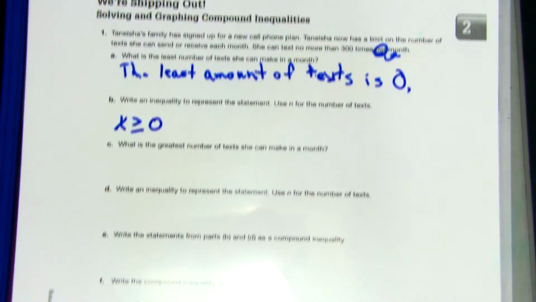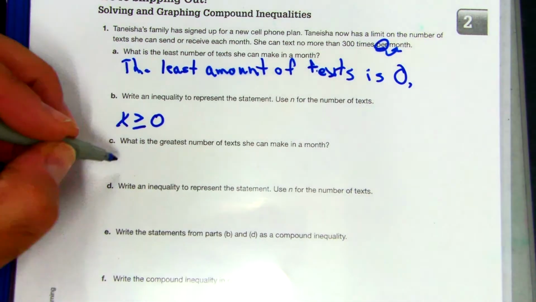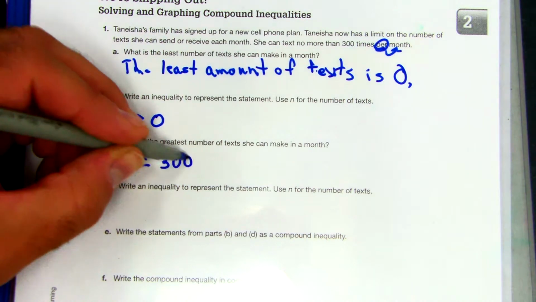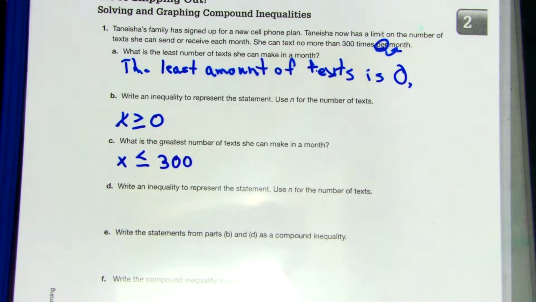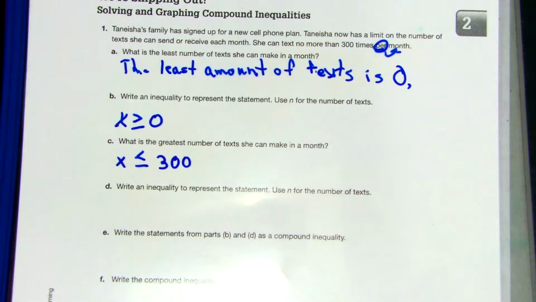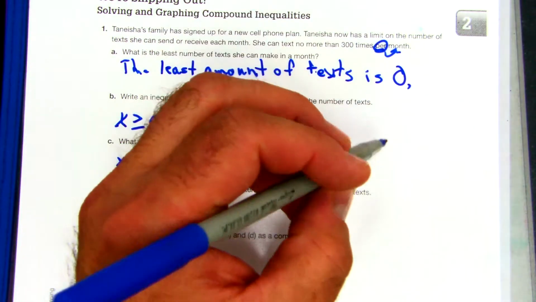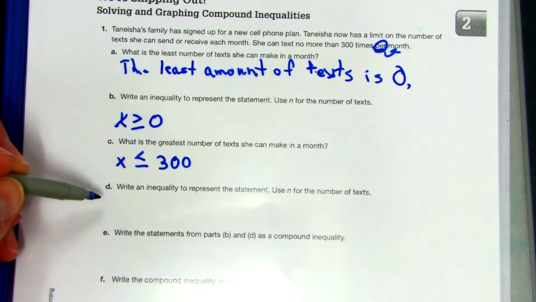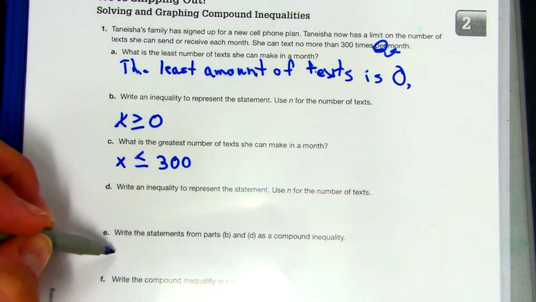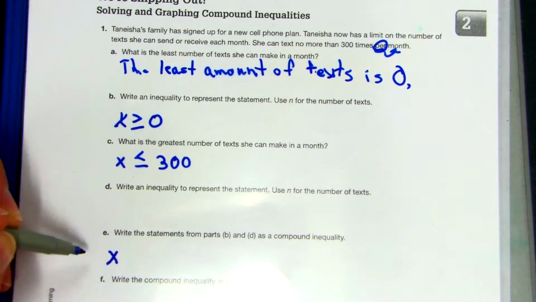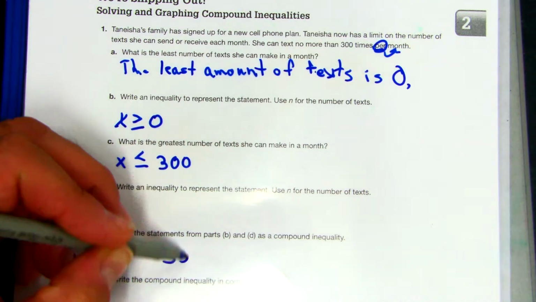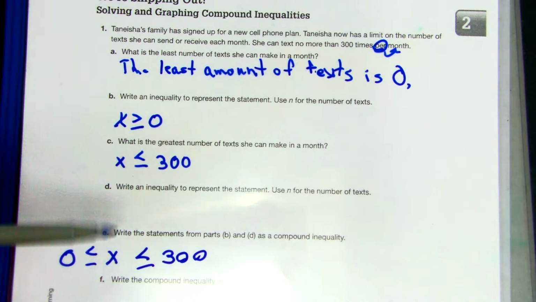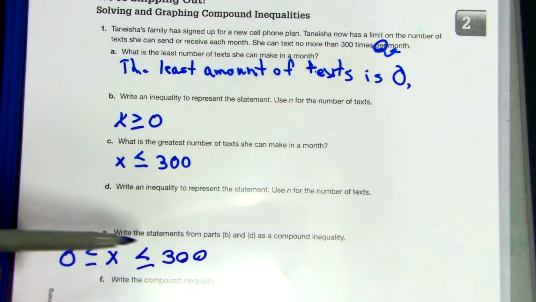And then it said, what's the greatest number of texts that she can make? Well, she must be able to make less than or equal to 300. Okay. So if I wanted to make this a compound inequality, it's not asking me, but if I wanted to, the compound inequality would be the 0 and the 300, and they're both less than or equal to. They always go in the same direction. Okay, this would be compound.